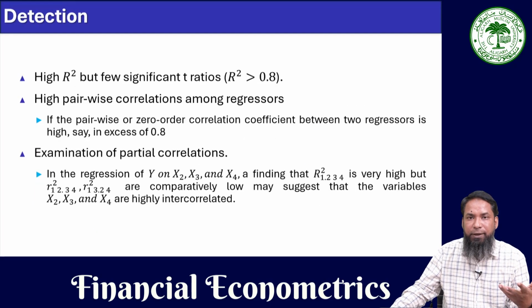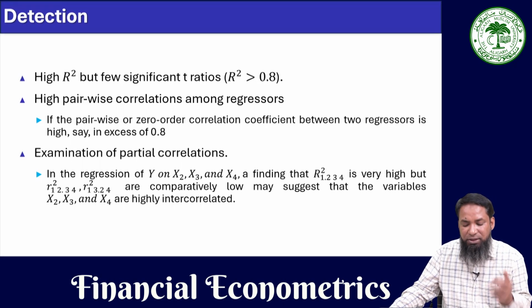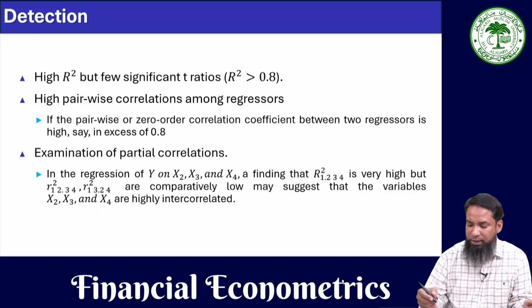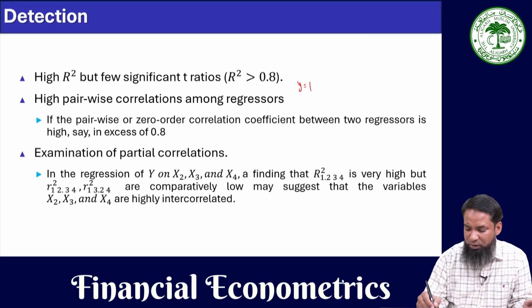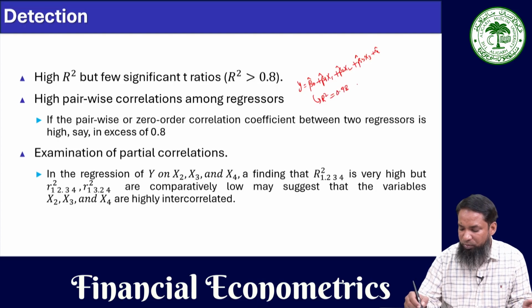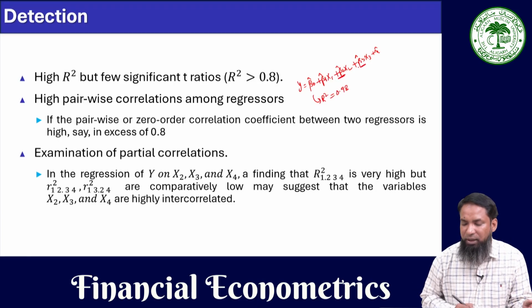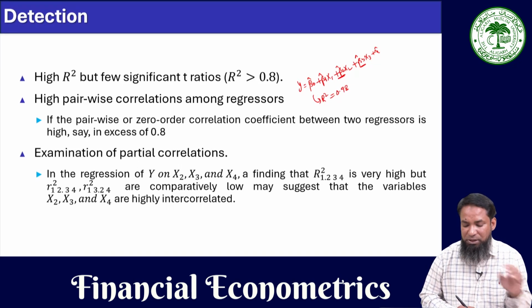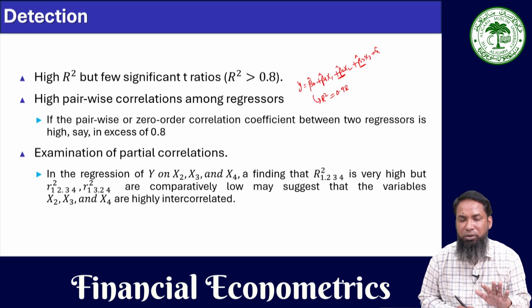Now, how do we detect that? One of the ways is a high R square but few significant t statistics, which should make you doubtful about the presence of multicollinearity. Let us say we have y equal to beta 0 hat plus beta 1 hat x1 plus beta 2 hat x2 plus beta 3 hat x3 plus u hat, where we have R square, let us say 0.98. However, beta 2 hat and beta 3 hat are not statistically significant. That means there might be the presence of multicollinearity.